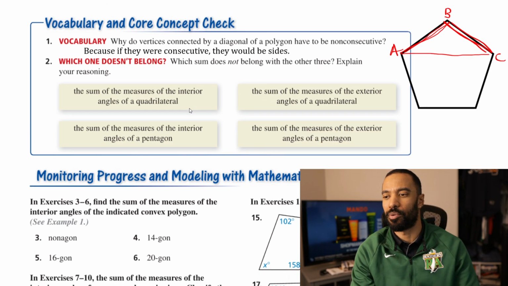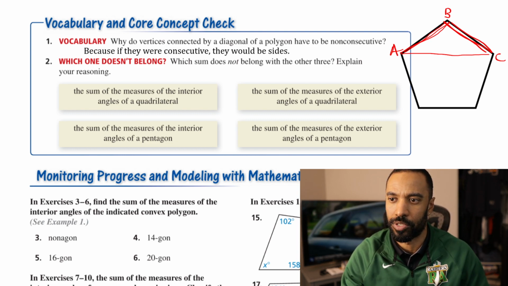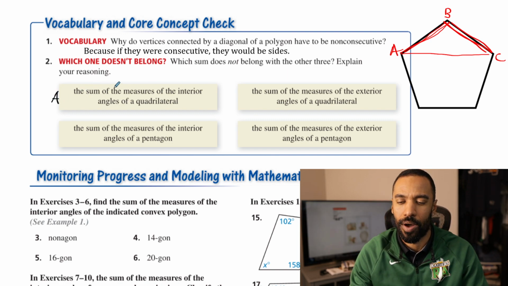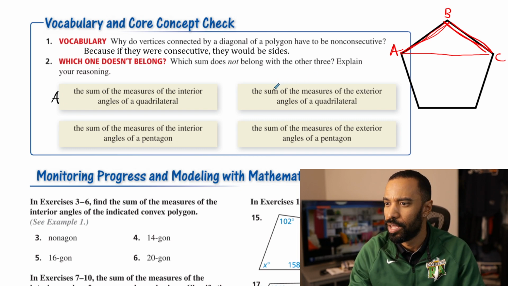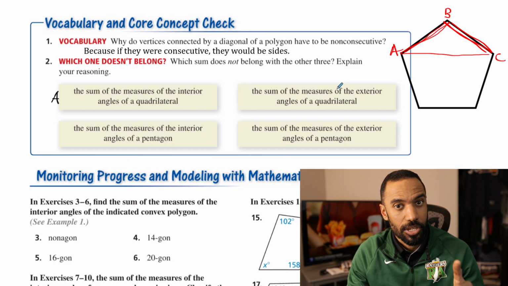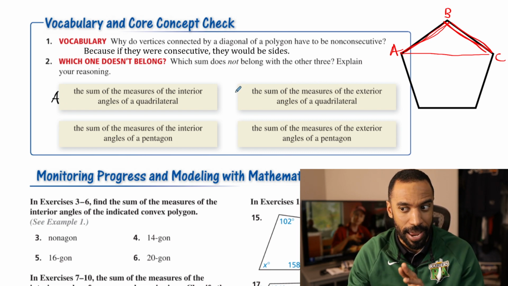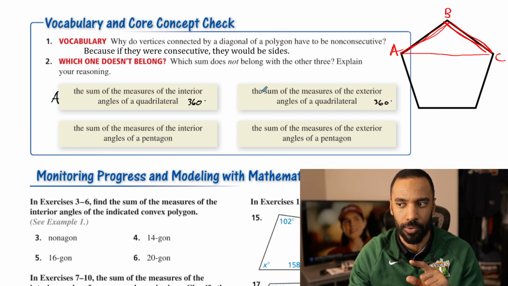Which one doesn't belong? Which sum does not belong with the other 3? Explain your reasoning. Let's mark the first one as A, naturally, and then see if other ones go along with it. The sum of the measures of the interior angles of a quadrilateral. That's 360 degrees. Let's see what else they have to talk about. The sum of the measures of the exterior angles of a quadrilateral. That's also 360 degrees. It's always 360 degrees. So those go together, as in they're both 360.